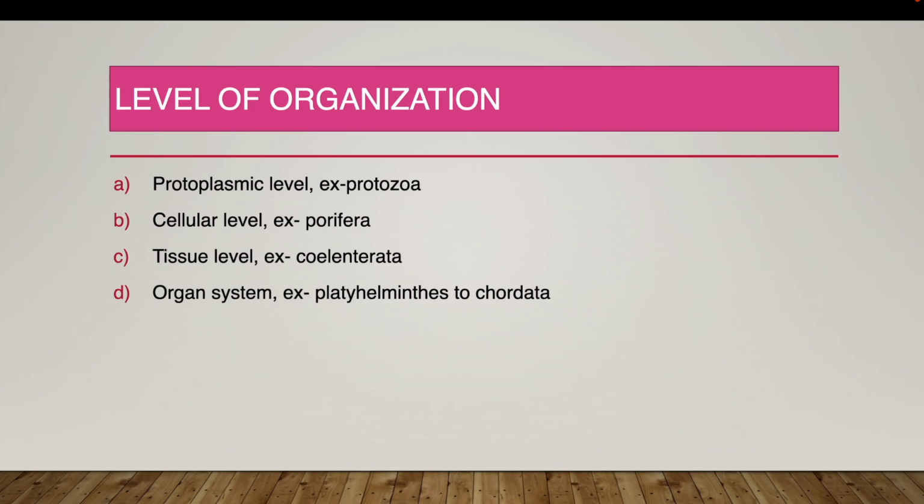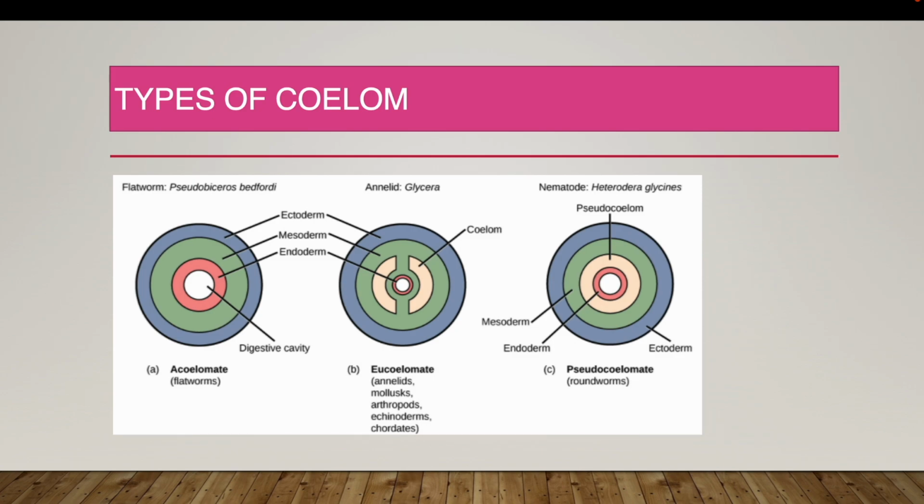So this is all about the level of organization, which is a very important feature in animal kingdom classification. Then the second feature which actually divides the animal kingdom is the coelom. Let me tell you what coelom is.